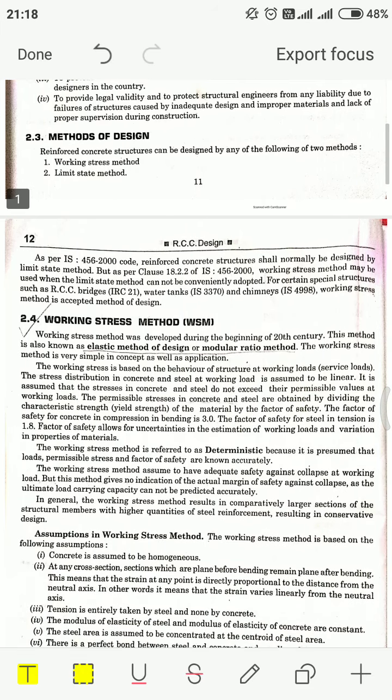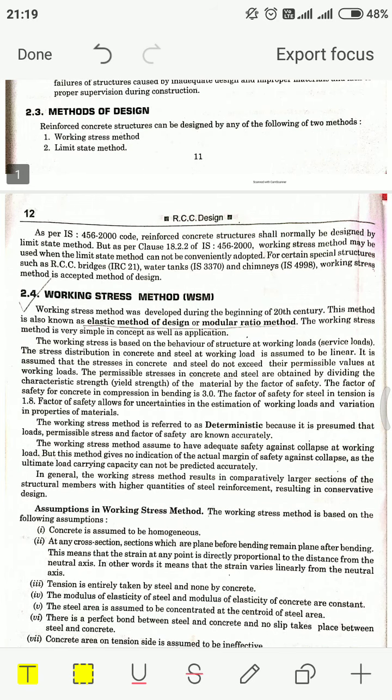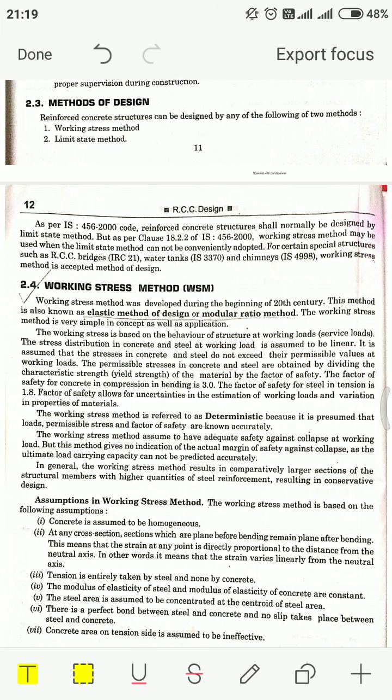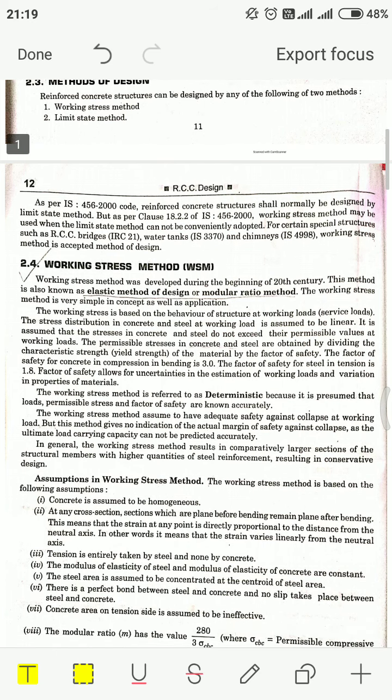Method of design. There are two different methods by which we design. The first is the ancient one, the working stress method, which is the oldest method we have been using. And the second one is the limit state method. This limit state method is the latest one, and we basically use this one for designing structures.